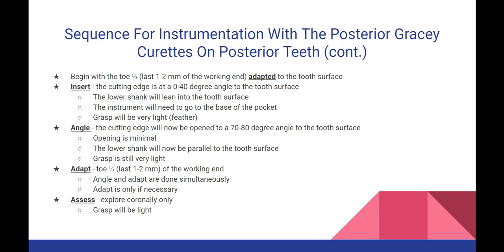Angle. The cutting edge will now be open to a 70 to 80 degree angle to the tooth surface. Opening is minimal. The lower shank will now be parallel to the tooth surface. Grasp is still very light. Adapt the toe third, last 1 to 2 millimeters of the working end. Angle and adapt are done simultaneously. Adapt only if necessary. Assess, explore coronally only. Grasp will be light.